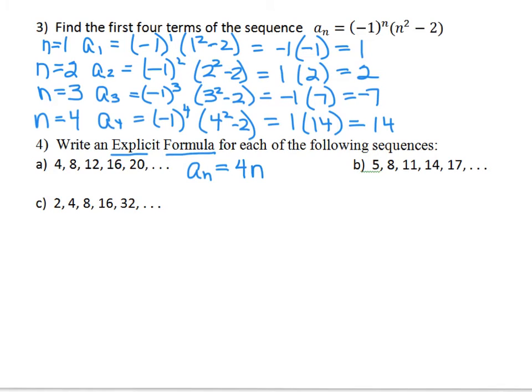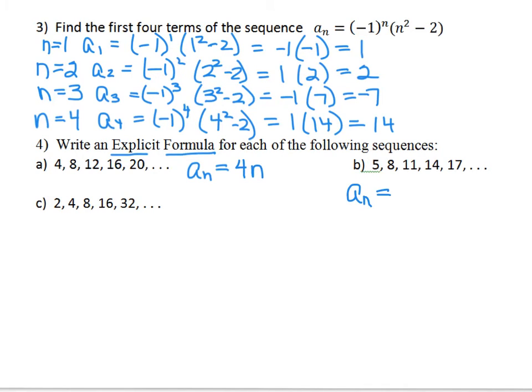5, then 8, then 11. So I'm noticing that the pattern is add 3. But in each case, I've got to add 3 to the previous term, so that makes it a little bit harder to write my sequence in terms of the one ahead of it. That would be a recursive formula, not an explicit formula. So we've got to think about how I get an explicit formula for this. So I have to come up with a way of writing a_n.